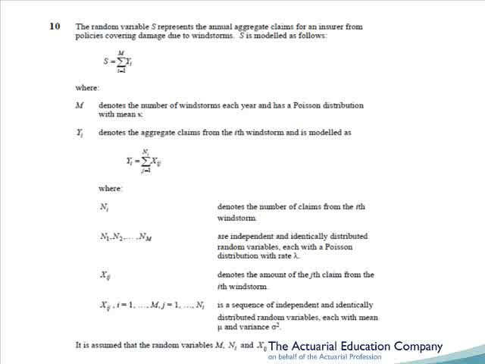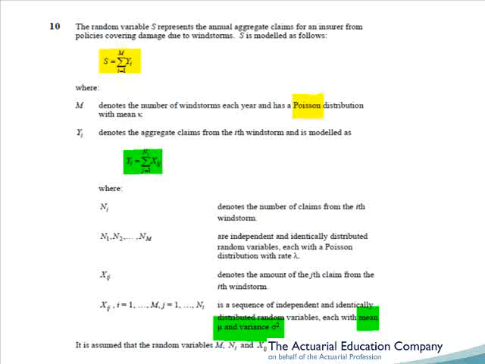And essentially what we have here is that S is a compound Poisson distribution, where the claims are given by Yi, but then Yi is also a compound distribution, with the claims having mean mu and variance sigma squared. So we have a compound distribution of a compound distribution. This could be a little sticky.